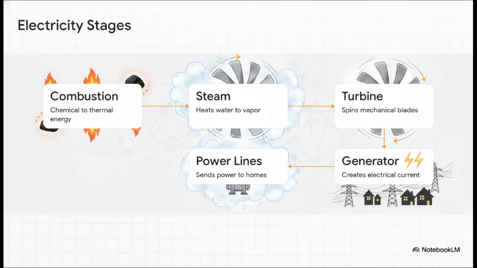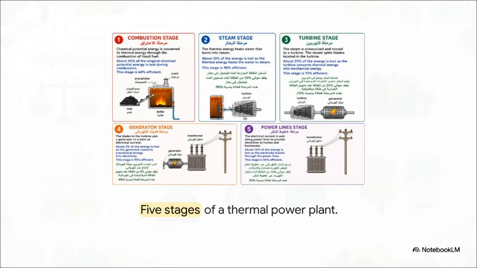All right, section 3, the 5 stages of electricity. Let's look at the high-level roadmap of how a physical piece of coal is transformed into the electricity that lights up your bedroom. It happens in 5 sequential stages. Stage 1 is combustion, Stage 2 is the steam stage, Stage 3 is the turbine, Stage 4 is the generator, and Stage 5 takes it all out to the power lines. Let's break that journey down.